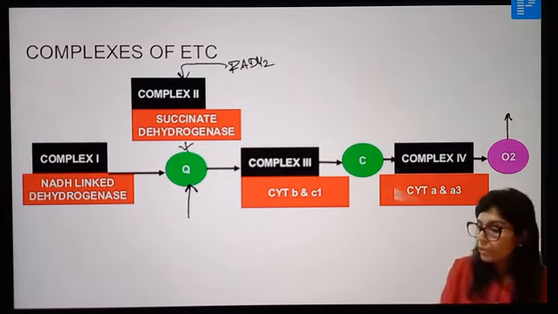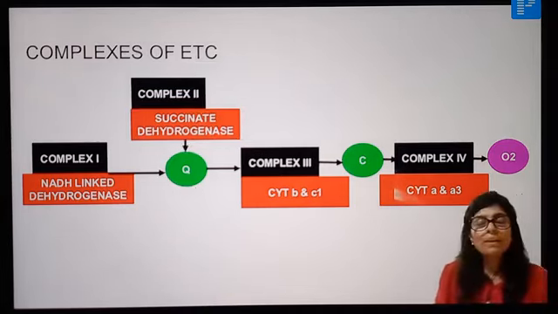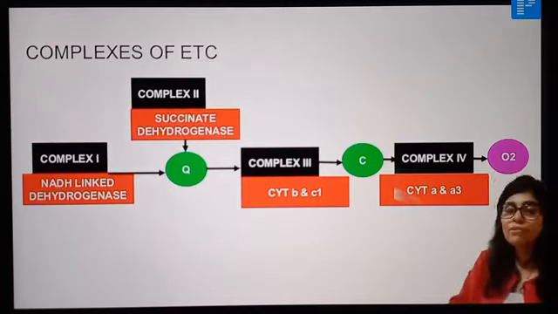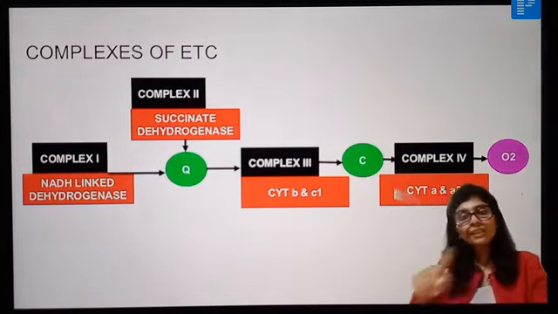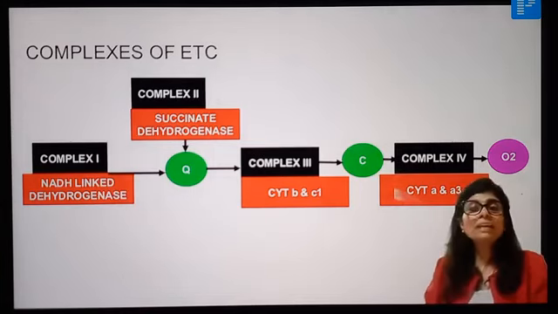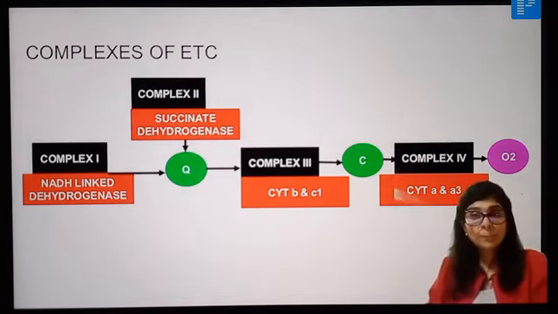From 2, electrons go to Q. From Q, don't you know the direction already? Can you all repeat it? From Q, these electrons go to 3, 3 to C, C to 4, 4 to oxygen. Are you clear about the direction of transport of electrons?